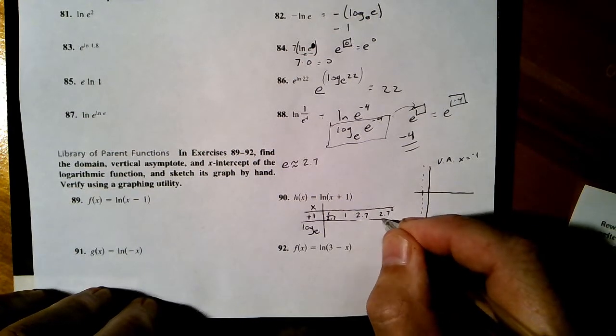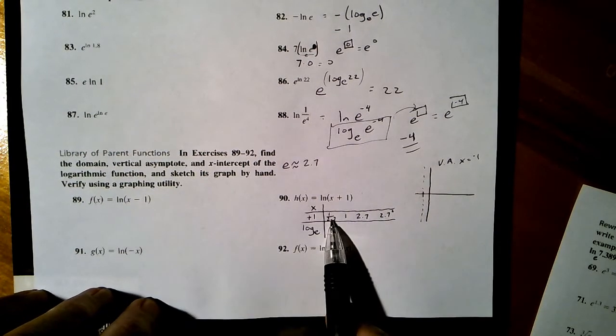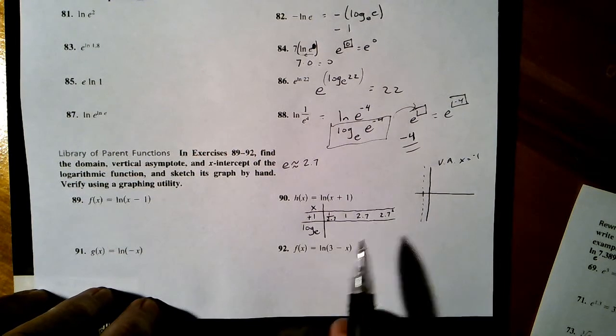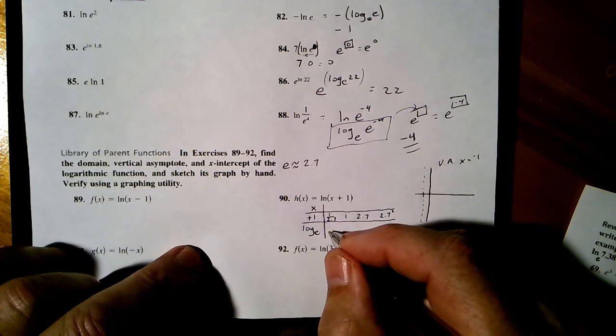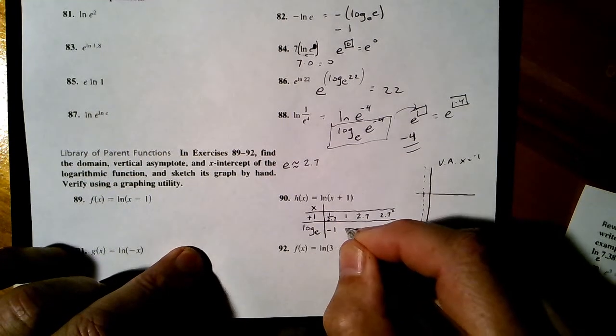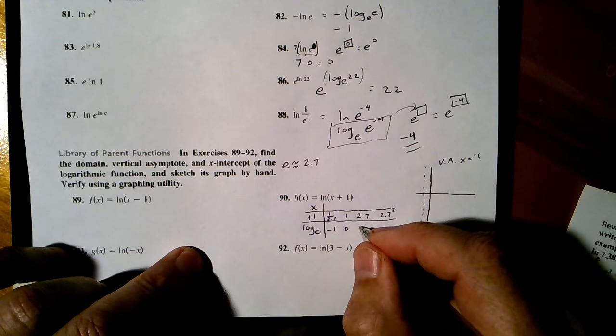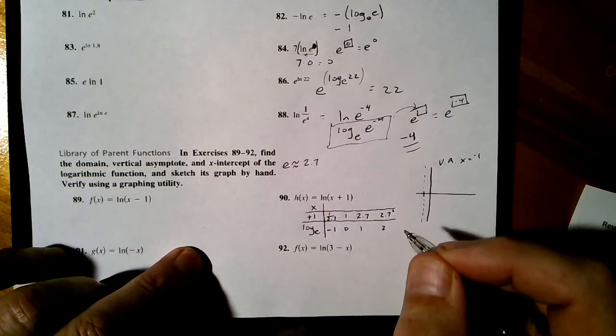2.7 squared. So this is 2.7 to the negative first, to the 0th, to the first, to the second. What's the exponent that turns e into 1 on e? E into 1 on e is negative 1. E into 1 is 0. E into e is 1. And e into e to the second is 2.